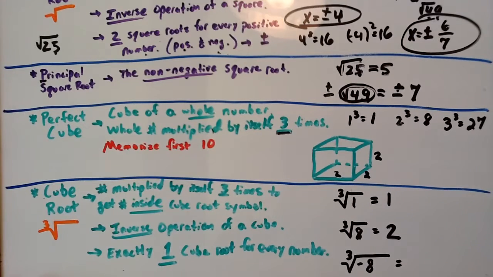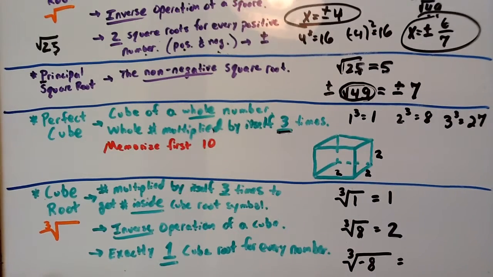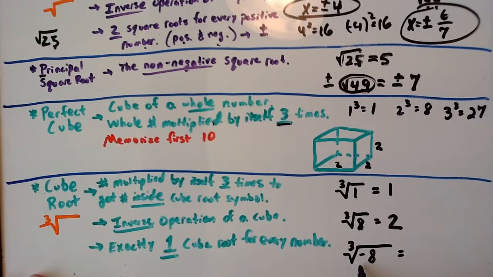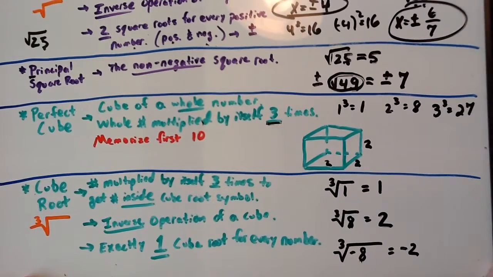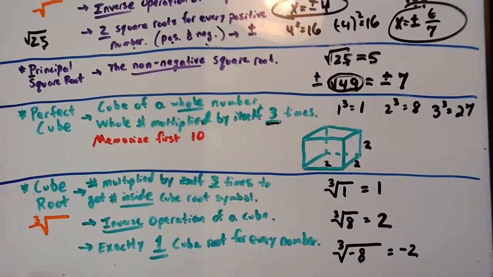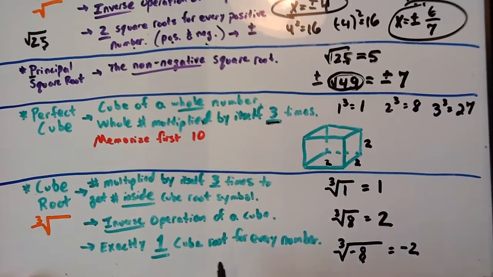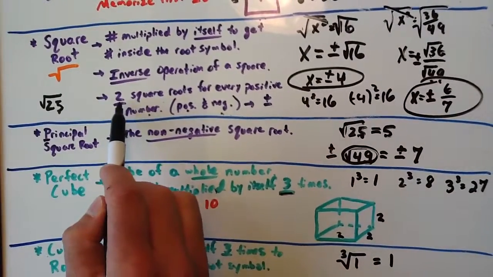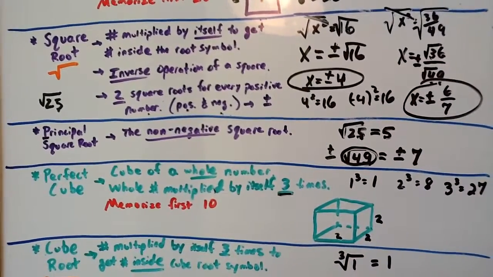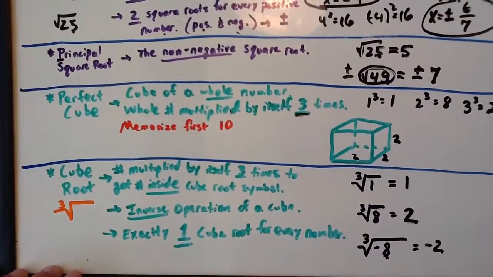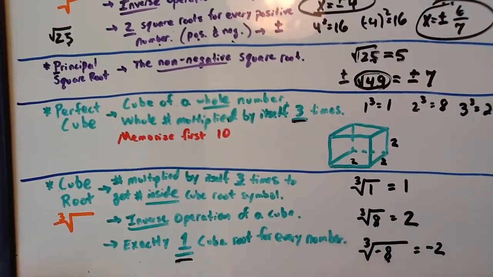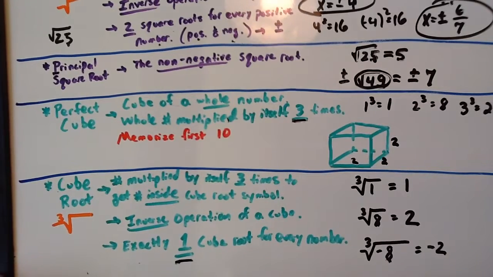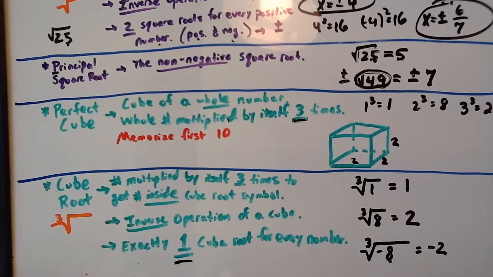That gives me 8. Now, what's different about a cube root is that you can take the cube root of a negative number. Like, what number multiplied by itself 3 times would give you negative 8? Well, that would be negative 2. If you take negative 2 times negative 2 times negative 2, you get negative 8. And so we said that for a square root, there are 2 solutions. There's 2 square roots for every positive number. For a cube root, there's only 1. There's exactly 1 cube root for every number.